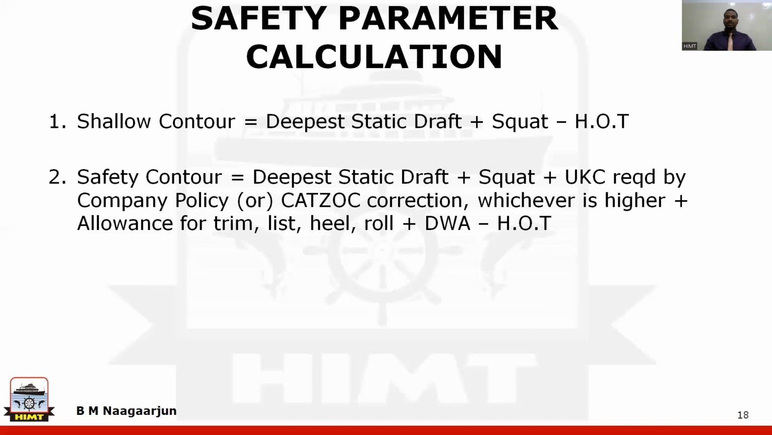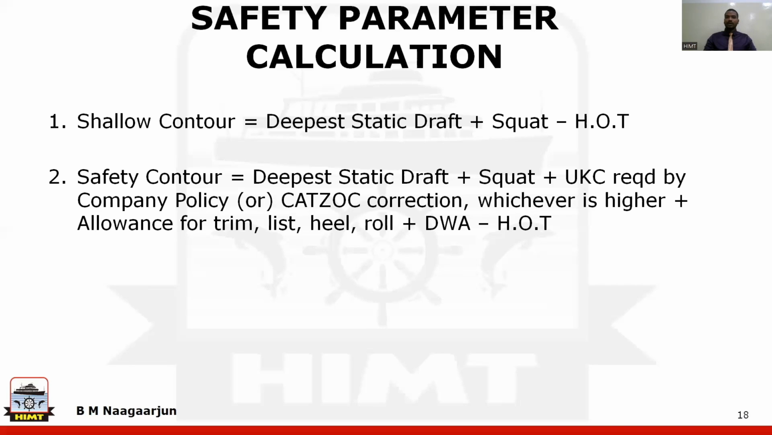The next one is the safety contour, calculated as follows: deepest static draft plus squat plus the UKC policy of the company or the CATZOC correction, whichever is higher. There is a third entity in here, plus allowance for trim, list, heel or roll, because when the ship trims or lists, there will be an increase in the draft either way, plus dock water allowance and minus height of tide.